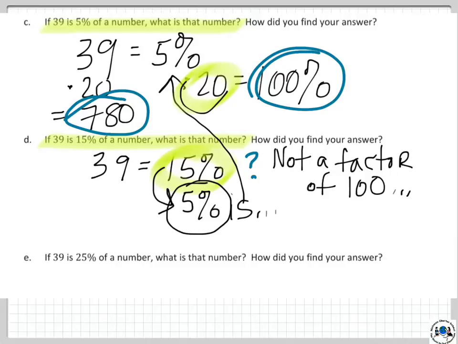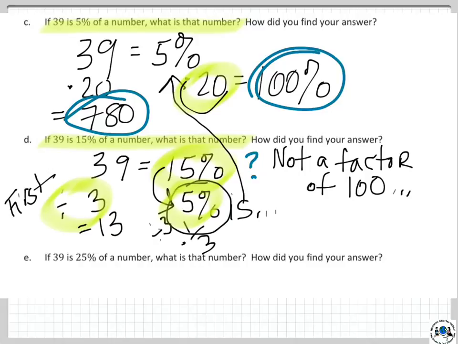But we have to remember, I've got to do something to this side, because what I've actually done to this side here is I've divided by 3, or of course multiplied by 1/3. So what I do to this side, again, thinking great algebra, I need to do to the other side. Therefore, I need to divide 39 by 3 as well, and that comes down to 13. So these two statements are the same. They make the exact same value. 39 equals 15% is the same as saying 13 equals 5%, okay?